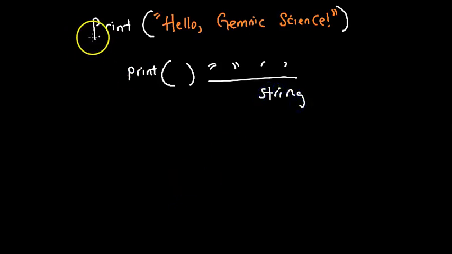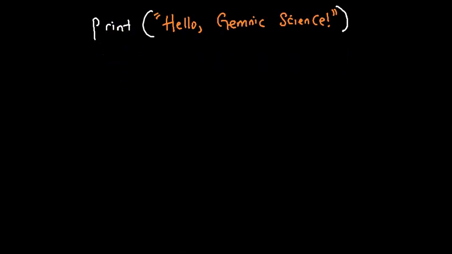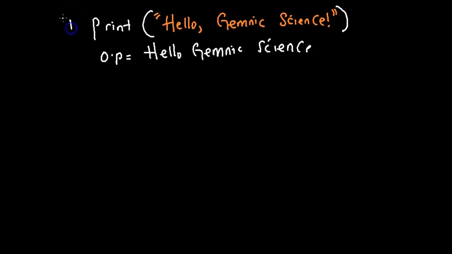So notice that if you run this on your Python, the outcome we are going to get is going to be hello Germanic Science. Let's write the outcome as output, which is OP. It's going to be hello Germanic Science. So let's call this our example 1 and let's move down to example 2.